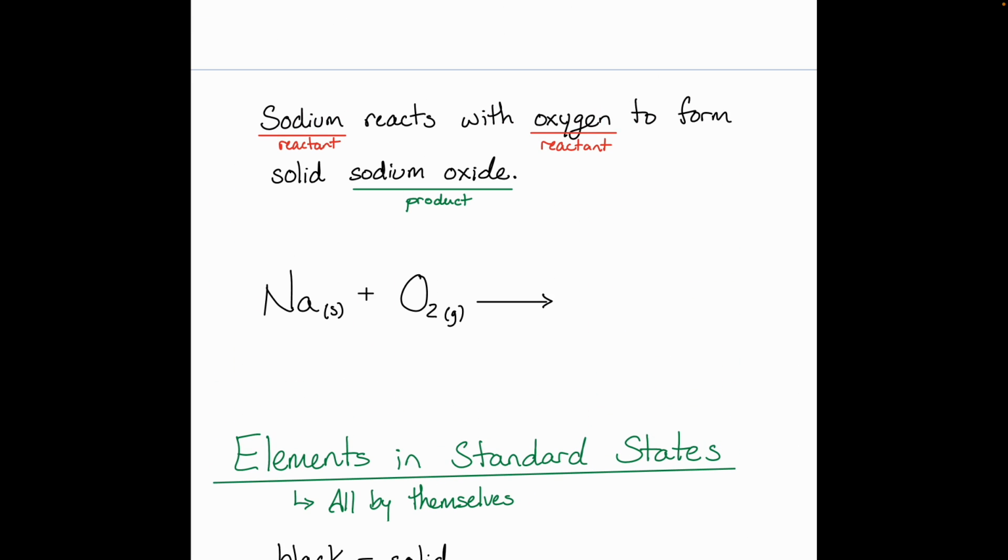All right, cool. So now we have our reactants. We got to get our product here. How am I supposed to know what sodium oxide is? Well, now we got to rewind back to what we learned how to do in the first unit, right? We learned how to name all these things so that we could use them going forward.